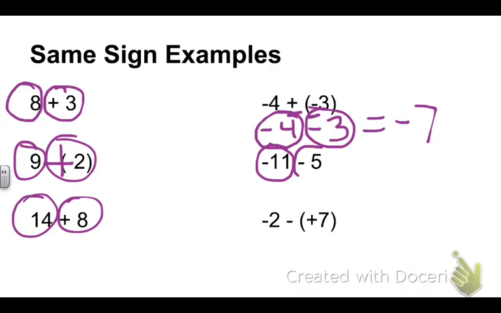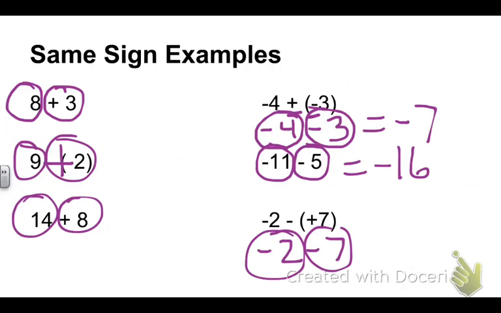Same thing. 11 is negative. 5 is negative. Add the absolute values. 11 plus 5 is going to give you 16. Keep that same sign. Here, our last example, subtracting a positive. This is actually subtraction. Same signs. They are both negatives. You would add those together.